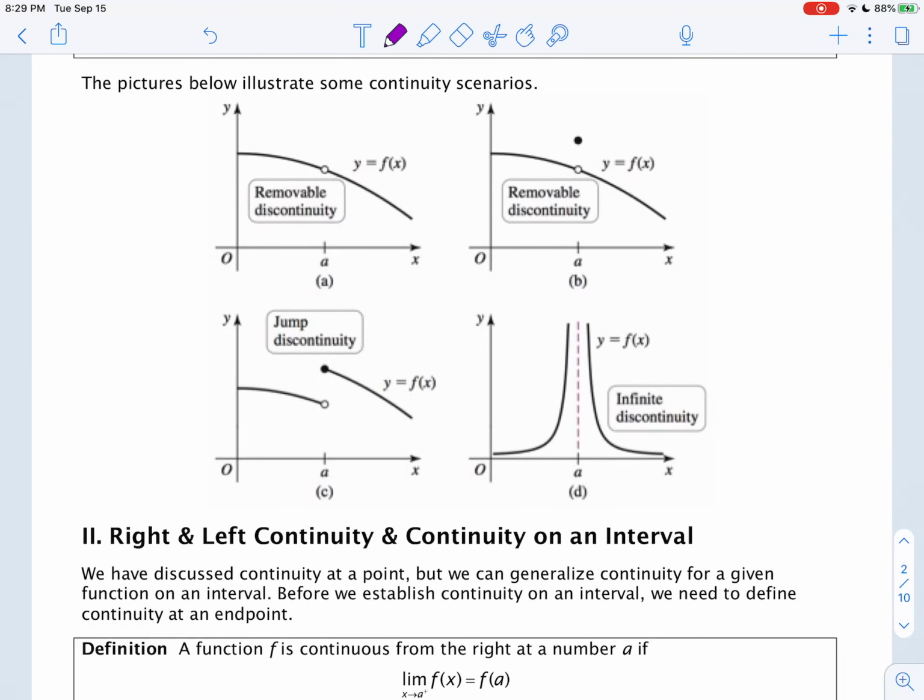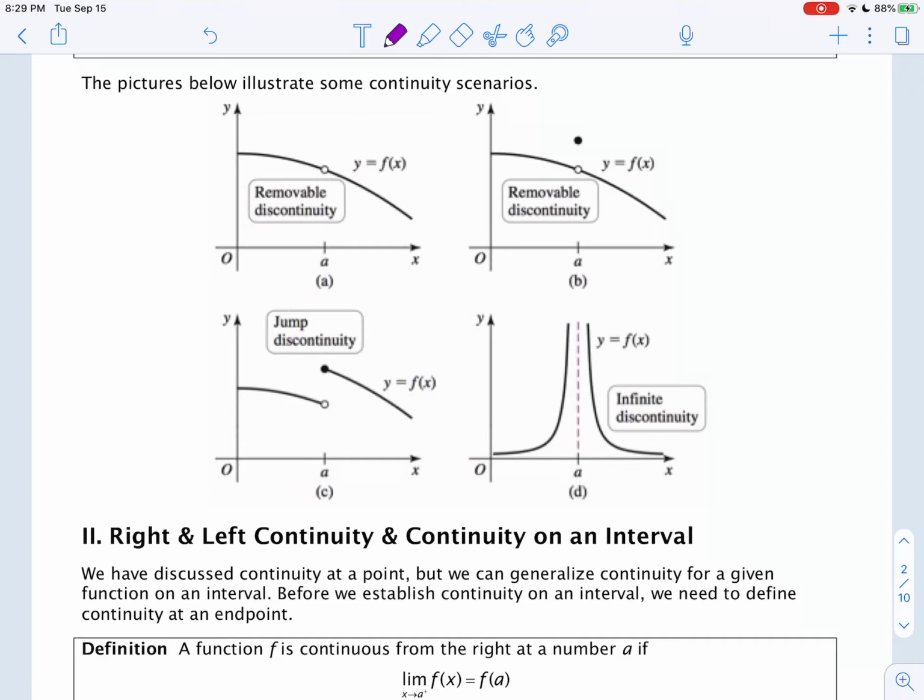Here are some illustrations of particular graphs that might convince you of those 3 criteria that need to be met in order for a function to be continuous at a particular value of a. And remember, continuity is if your collection of points is fluid. Think about graphing that function.